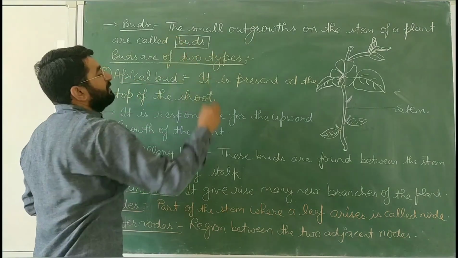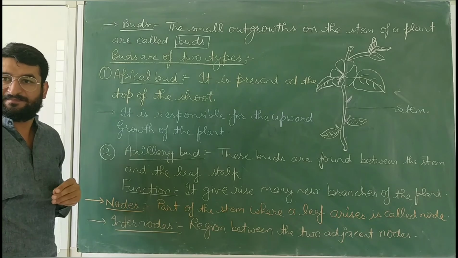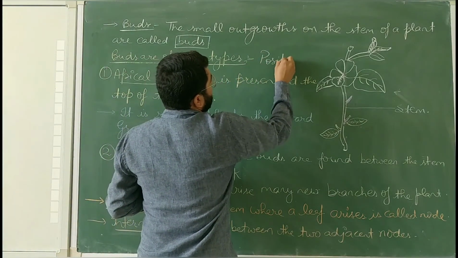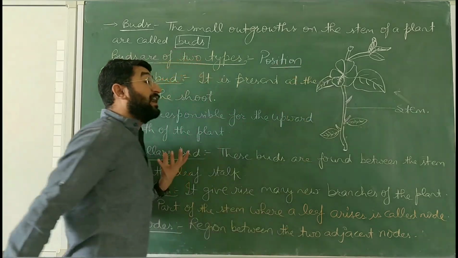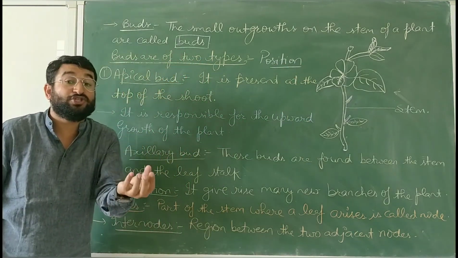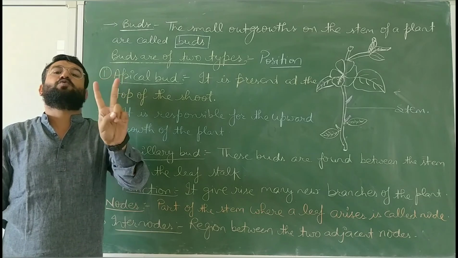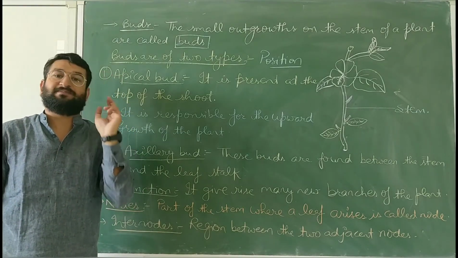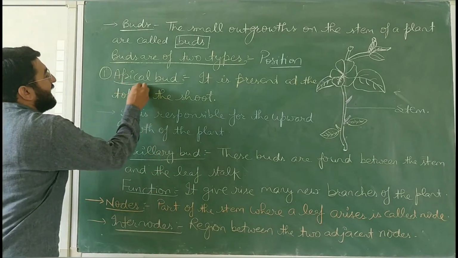उस small outgrowth को हम क्या बोलते हैं? Bud बोलते हैं. On the basis of position, किस स्थान पर है वो bud, किस जगह पर originate होगी, the buds are of two types. On the basis of position, the buds are of two types. The first one is apical bud.